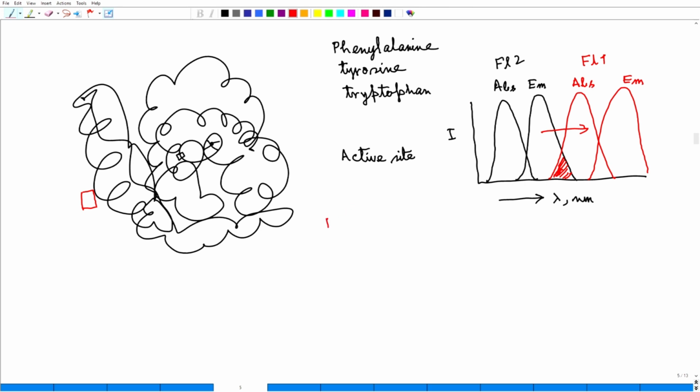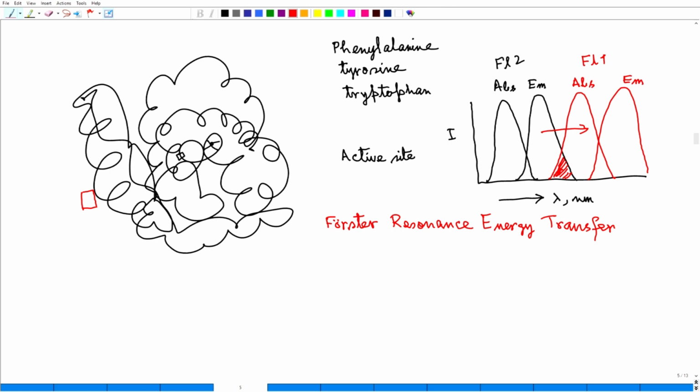Fred Forster did a lot of work on this. Forster resonance energy transfer. So, this is called resonance energy transfer.